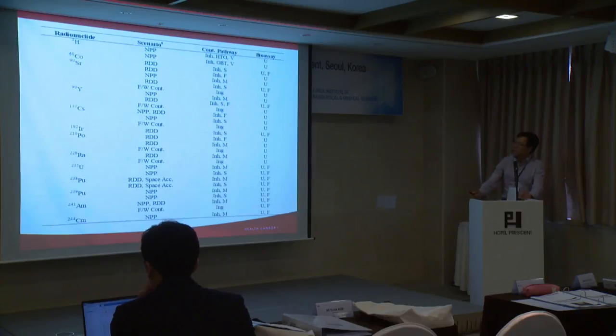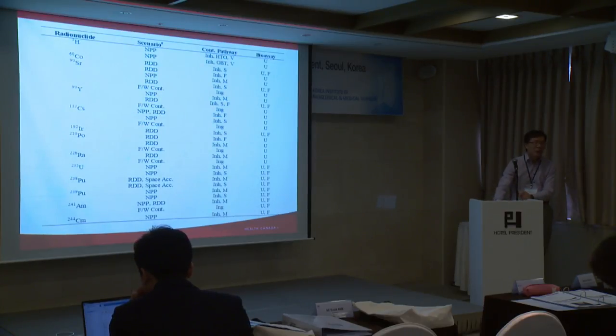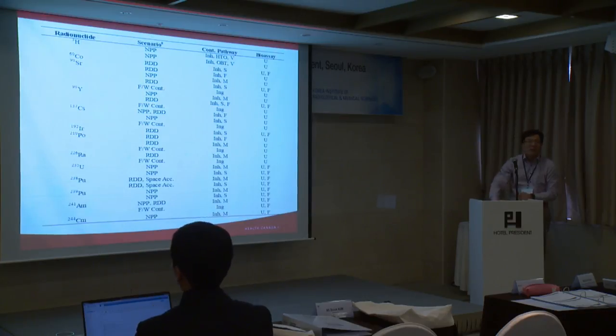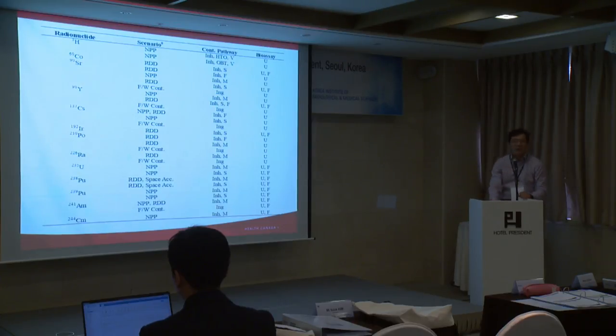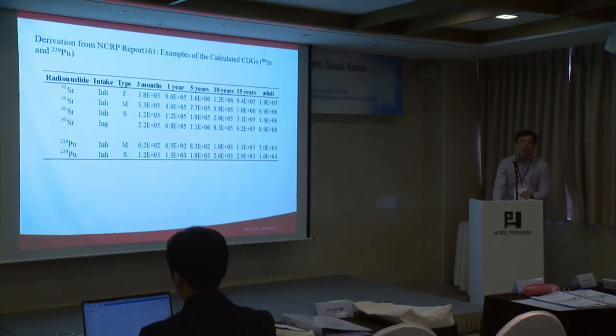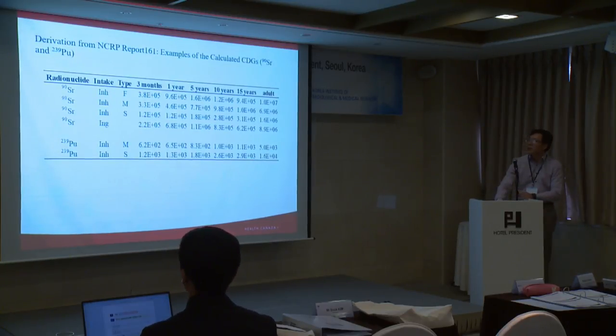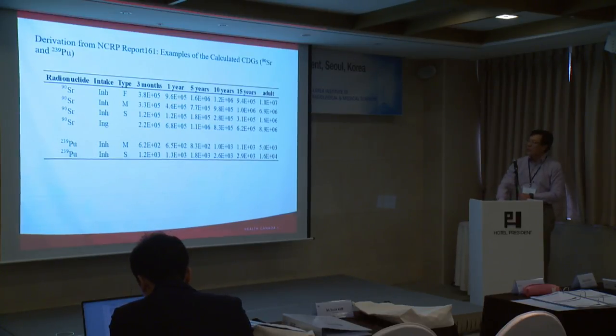So starting from there, we worked on 13 radionuclides for 28 scenarios. Dr. Hai is one member of this part. And we check the potential contamination pathways, inhalation or ingestion, and we check the bioassay quantities, either urine or fecal quantities. We come up with this one example. This is the intake calculated CDG for children. I'll give you examples for strontium 90 and plutonium 239.